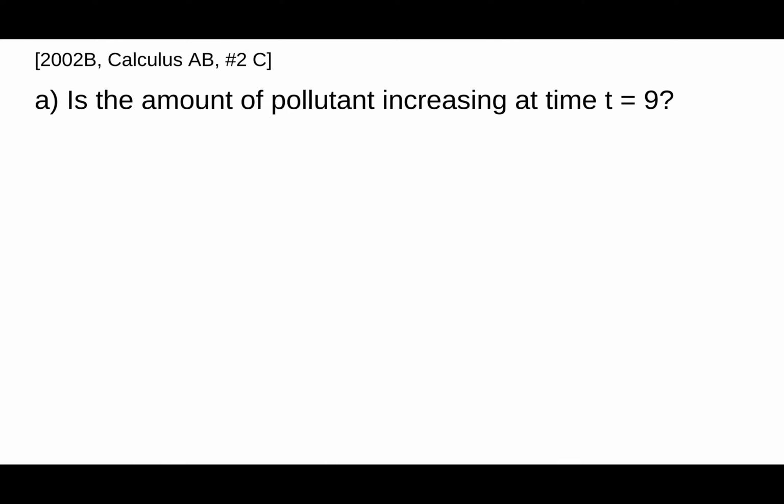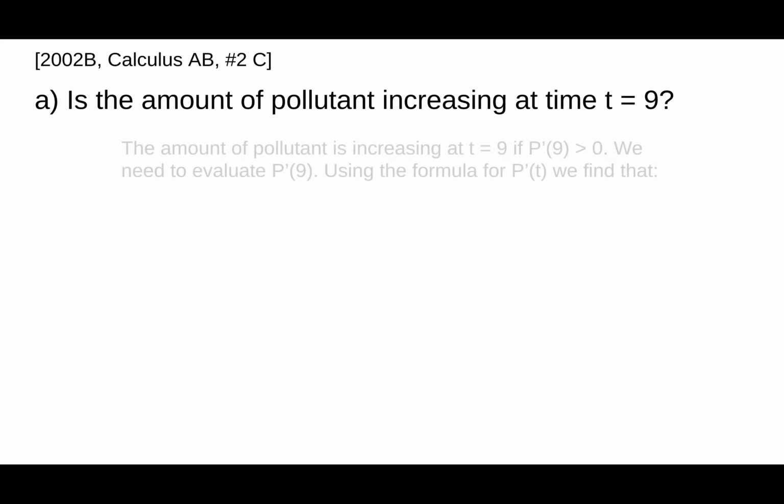We are given a rate function p prime of t that describes how much pollutant is either entering or leaving the lake at any given time. We are given the fact that at t equals 0, there are 50 gallons of pollutant in the lake, and that the lake is considered safe to swim in when there are 40 or fewer gallons of pollutant in the lake. The first part of the question asks us to determine if the amount of pollutant is increasing at time t equals 9.